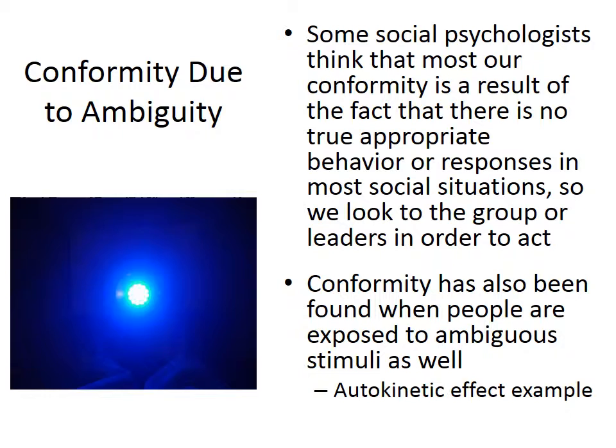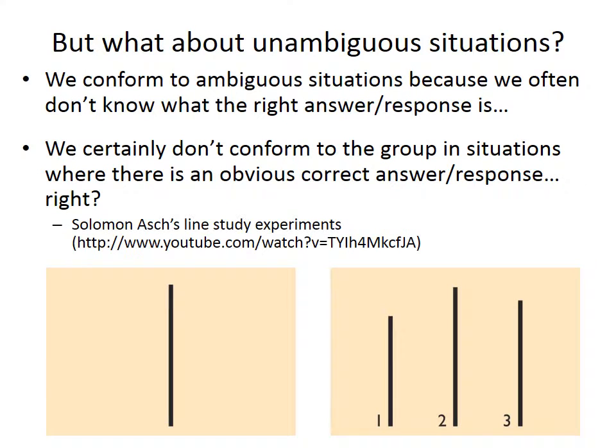And then another researcher threw a major wrench into this idea. That particular researcher's name was Solomon Asch. And what he argued was that yes, conformity probably does increase in ambiguous situations. There's no doubt about it. Sharif's experiment was very, very solid. But he said, well, what happens with unambiguous situations? What happens when we know what the right answer is?